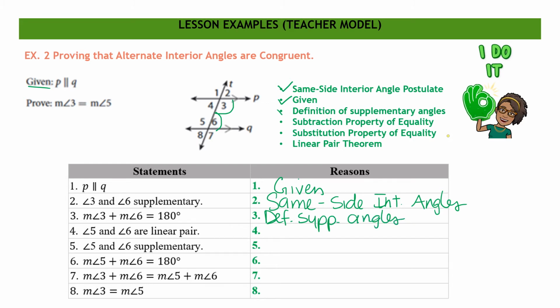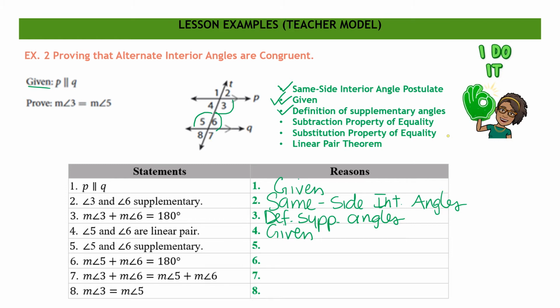And that is right here being used. Statement 4 says the measure of angle 5 and angle 6 are linear pairs. So angle 5 is here and angle 6 is here. We see that both of these angles are on a line, and because both of these angles are on a line, we know that they are a linear pair. Because they're a linear pair, that's actually given. We can clearly see that in the picture. So we've used the given now twice.